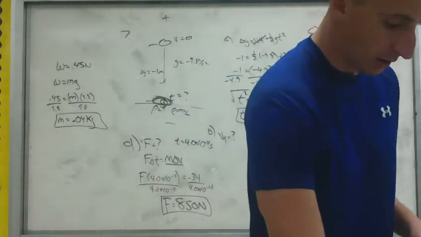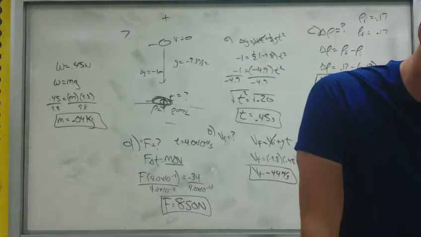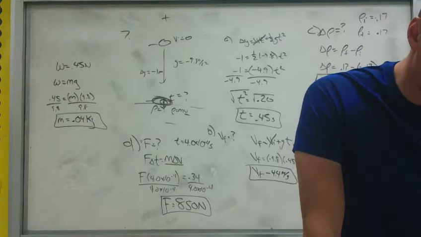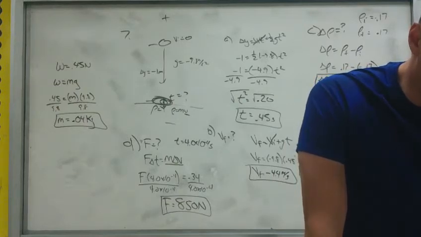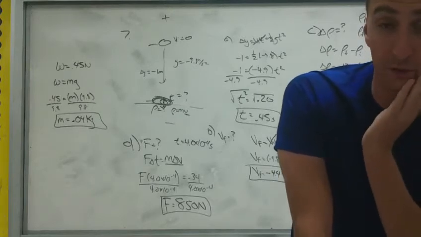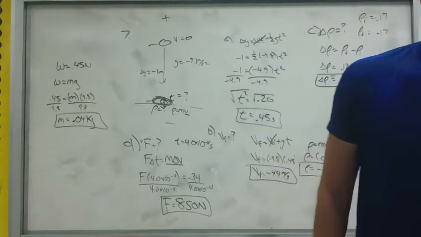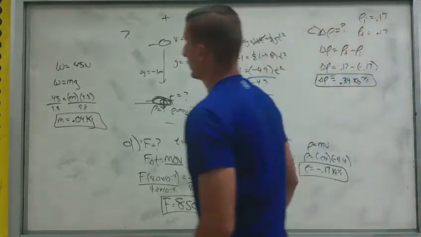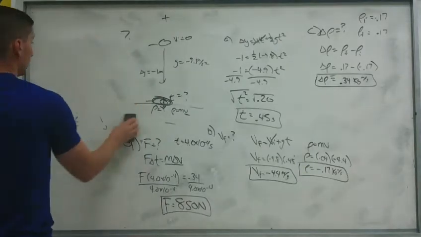Good. Number 8 says Kim holds a 2 kilogram air rifle loosely and fires a bullet of mass 10 grams. The muzzle velocity of the bullet is 150 meters per second. What is the recoil speed of the rifle? Okay, so this is a before and after problem, so you're going to be using the law of conservation of momentum. All right, so let me draw the pictures first.